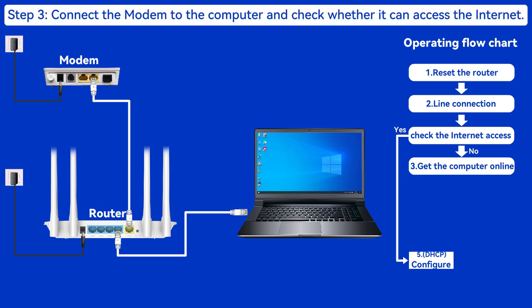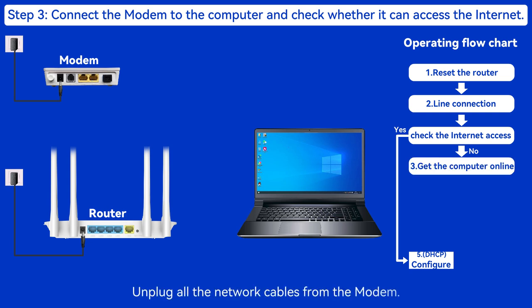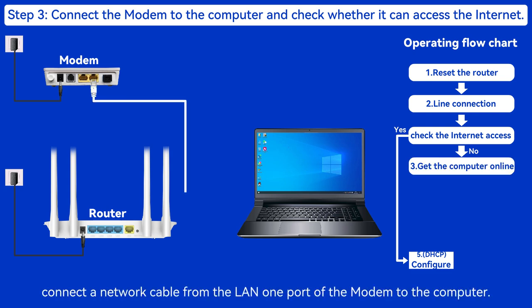Step 3. Connect the modem to the computer and check whether it can access the internet. Unplug all the network cables from the modem. Connect a network cable from the LAN 1 port of the modem to the computer.